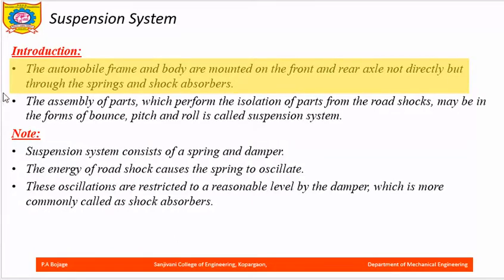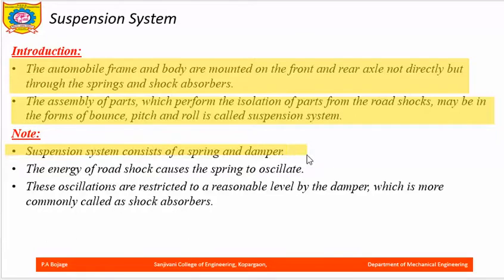The assembly parts, which form the isolation of the parts from the road shocks, may be in the form of bounce, pitch, roll. So, the parts of the vehicle body may undergo such types of shocks. The forms of bounces, what we can say for an automobile, are the pitch, bounce and roll. So, these are the movements of an automobile. Basically, the suspension system consists of spring and damper.